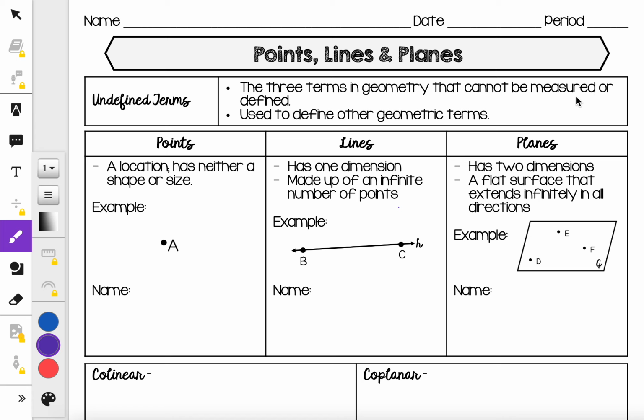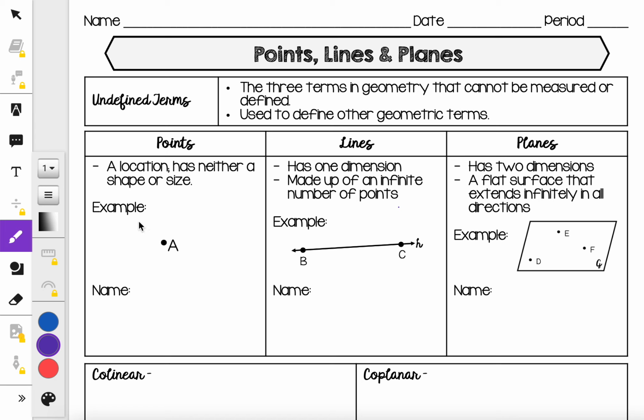We'll talk about the difference between something that can be measured and can't be measured a little bit later in this lesson. And these three undefined terms are used to define other geometric terms that we're going to talk about this year in geometry. So the three undefined terms, like I mentioned, are points, lines, and planes. The first one we're going to talk about is a point.